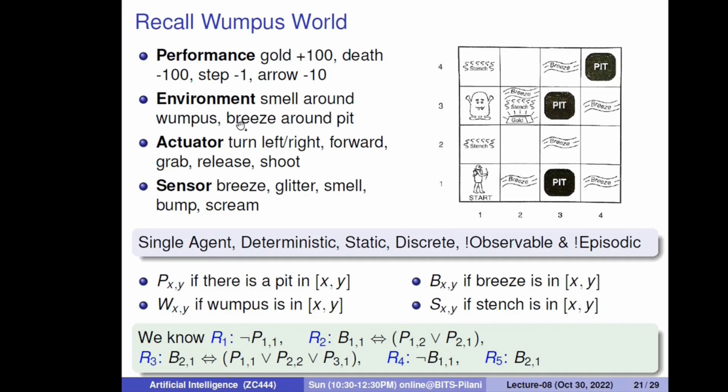We have talked about the Wumpus world. If this was a problem that we have to solve, we have a single agent, deterministic, static, everything. Let me say that Pxy means there is a pit in xy location, Bxy means there is a breeze in xy location, Wxy means Wumpus in xy location, Sxy means there is a stench in xy location. What we know is not P11, where P11 means there is a pit in location 1,1.